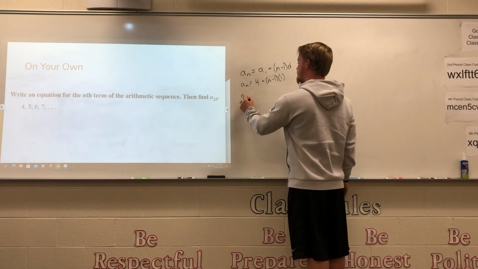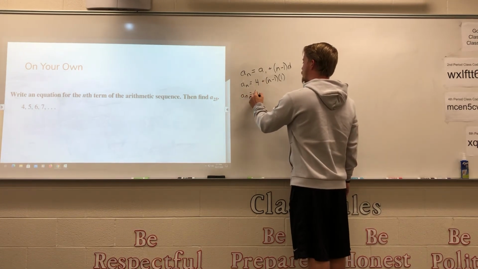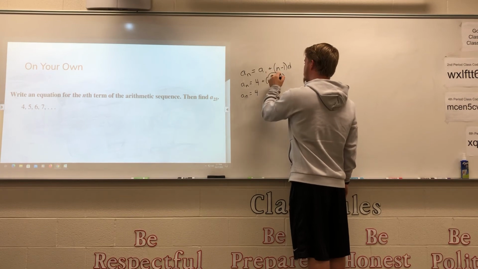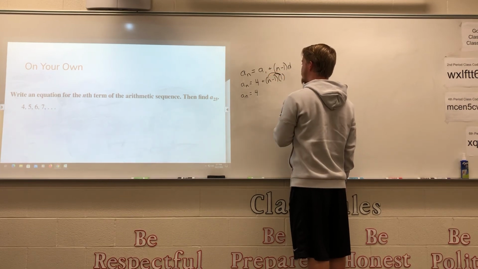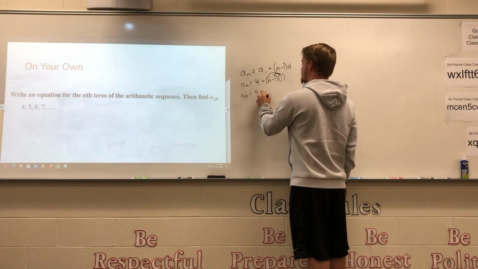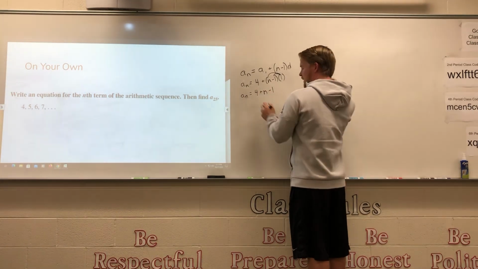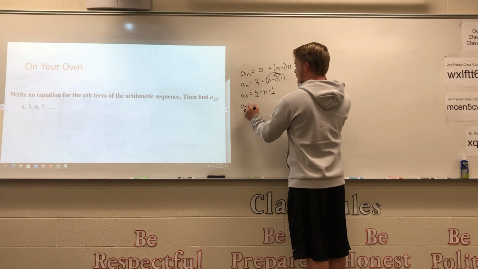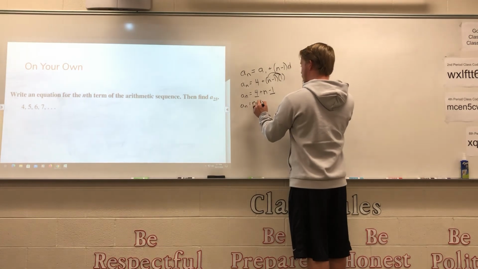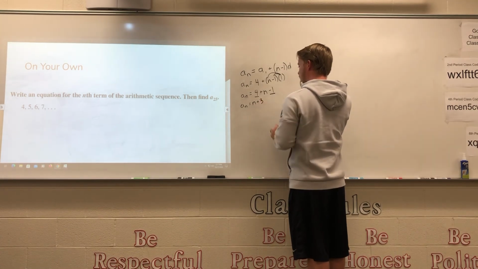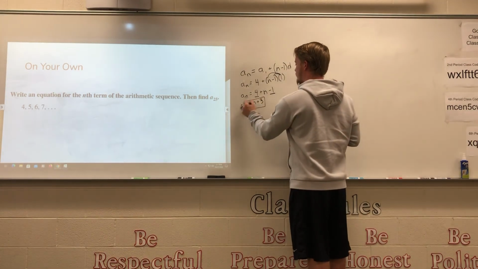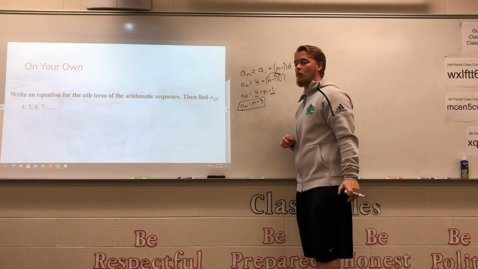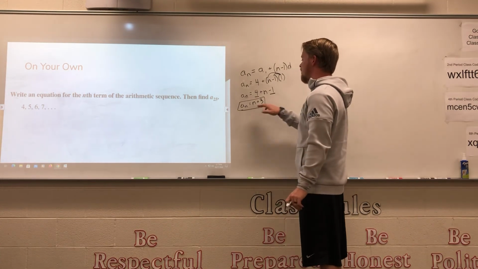Then we simplify this. a_n equals 4, 1 times n is n, 1 times negative 1 is negative 1, so it'd be plus n minus 1. Combine 4 and negative 1, and you come up with the equation n plus 3. So this is actually a pretty simple one compared to the last one, but that is your equation.